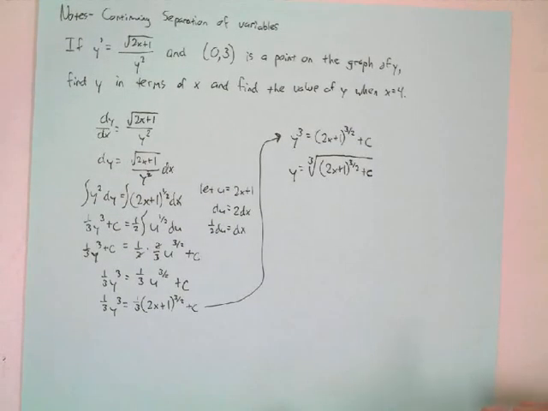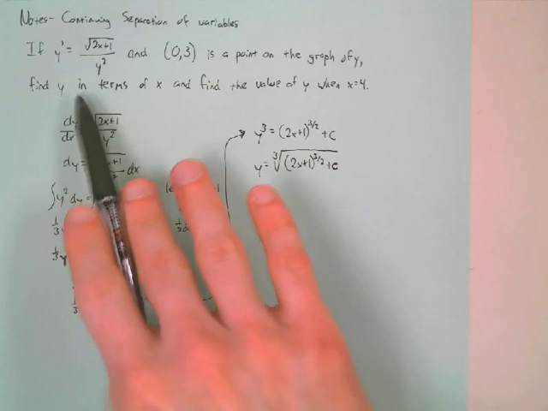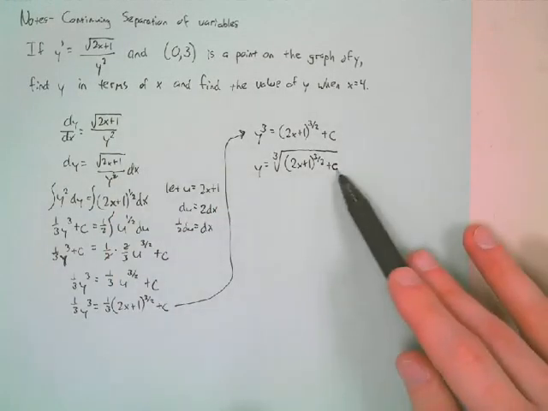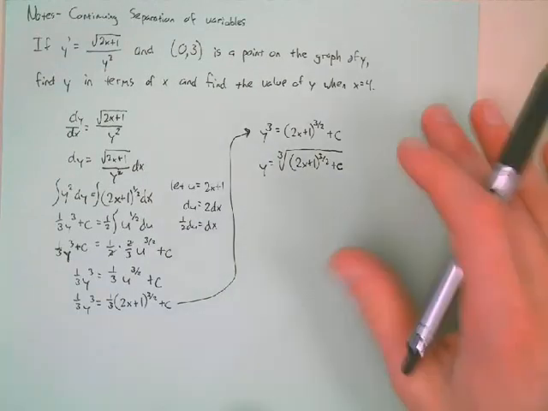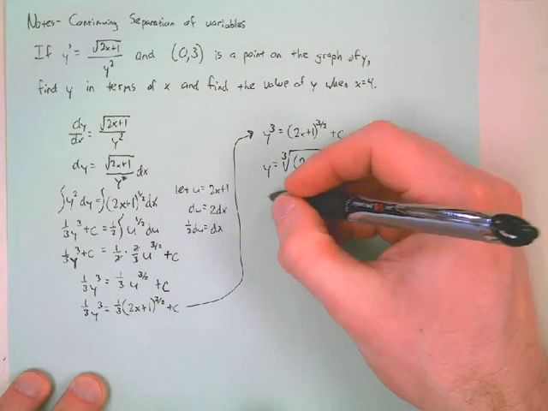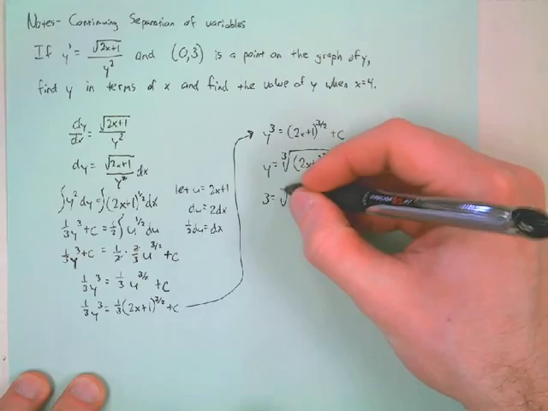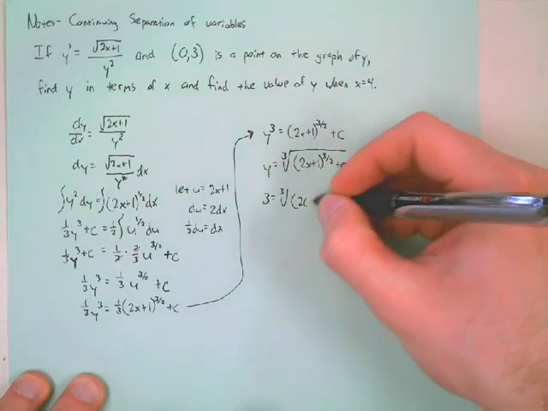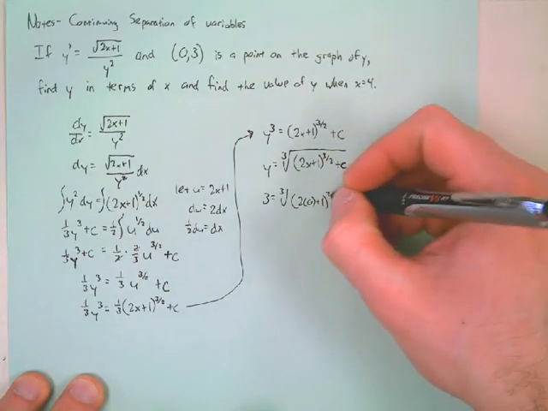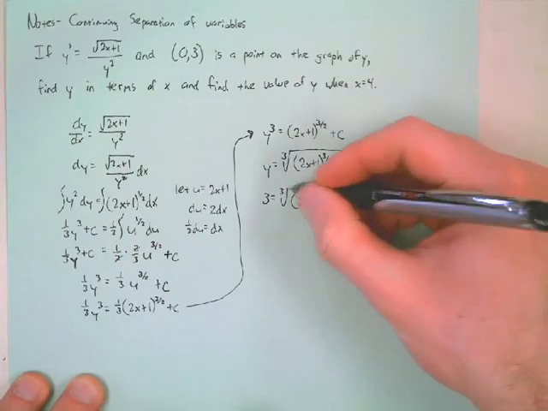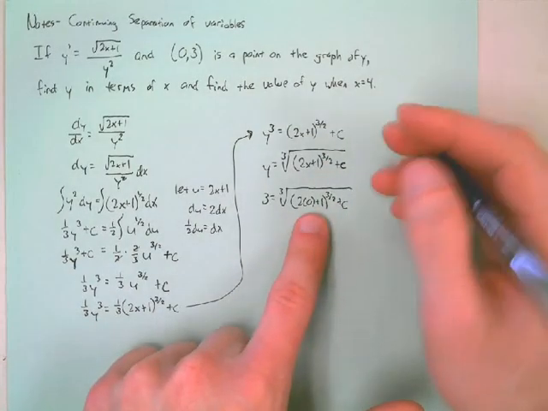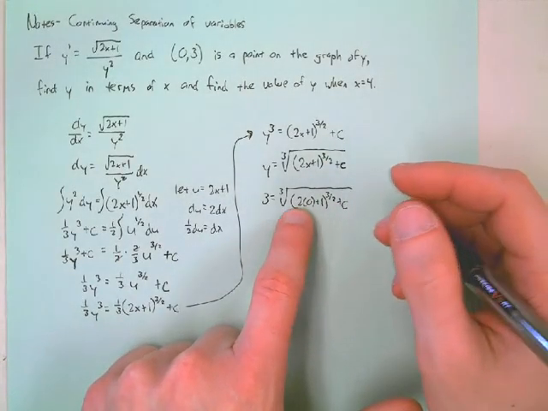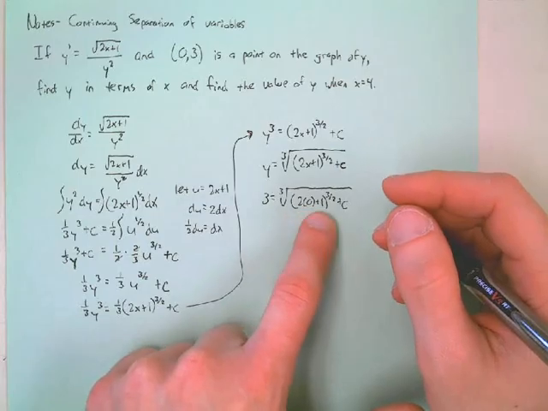Are we done? No. We found y in terms of x, but we still need to find the c. So what goes in where? 3 goes in for y, and 0 goes in for x. That's right. So it would be 2 times 0 plus 1 to the 3/2 plus c. Okay, so we'll do some arithmetic here. 2 times 0 is 0. Plus 1 is 1. What's 1 to the 3/2?